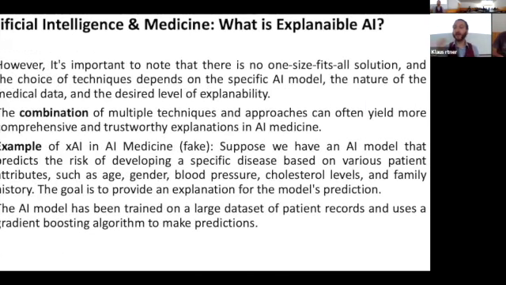So let me just provide you a very fake example of what explainable AI can be in AI medicine. Imagine we have this AI model that we want to predict the risk of developing a specific disease based on various information from the patients, like the age, the gender, the blood pressure, cholesterol levels, family history. So the goal is to provide an explanation for the model's prediction. And we train this model with the patient records.